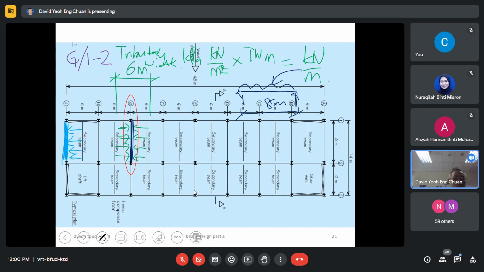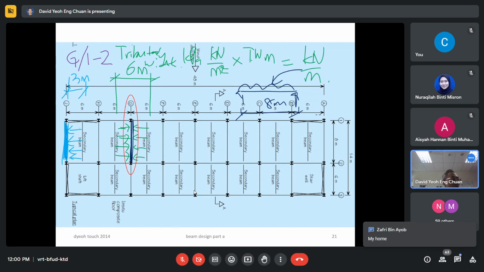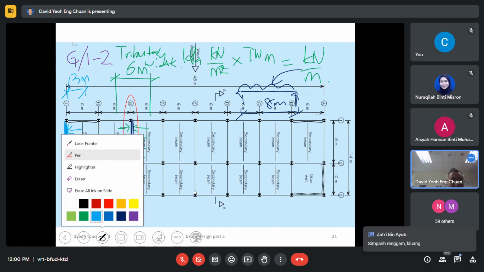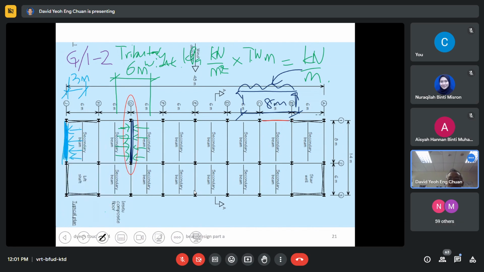Mike, you're not there? Where are you? Where you? Zafri Rosa, doctor, where are you? Physically where? Yes, my home, right. The location? Oh, Simpang Renggam. Okay.